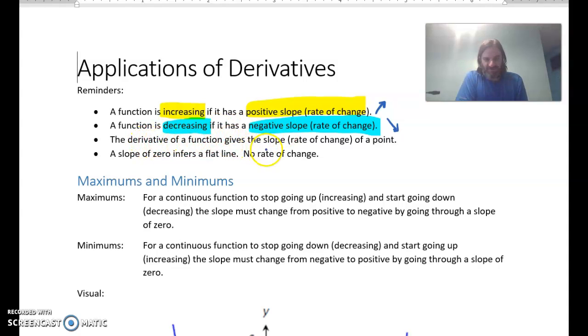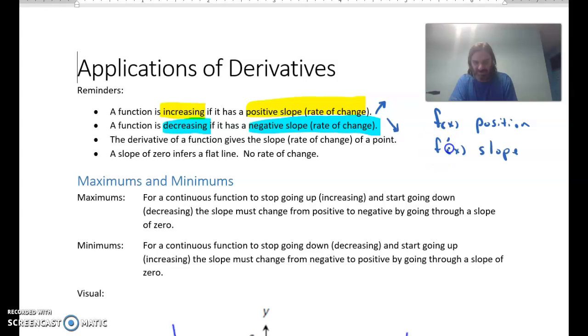The derivative of a function gives the slope at a point. So we've been taking derivatives the long way with limit definitions and with the shortcut definitions as well. But we know that if we have f of x, that is a position, that tells us the y, and we know that f prime, the derivative, tells us the slope. Okay? And a slope of 0 infers a flat line.